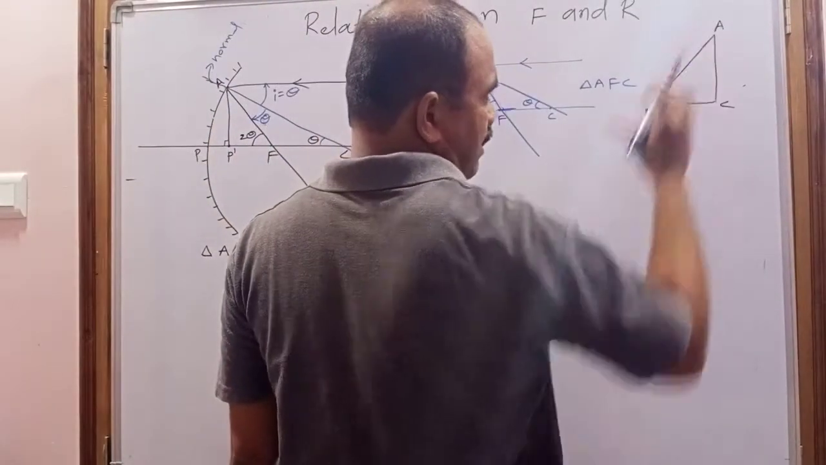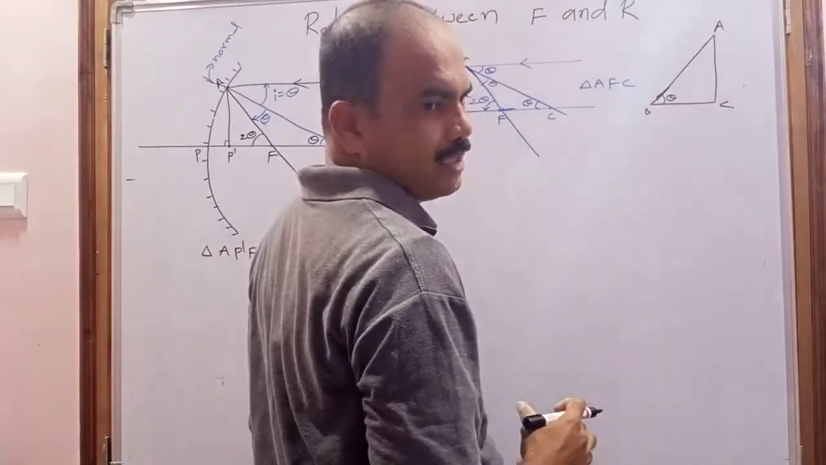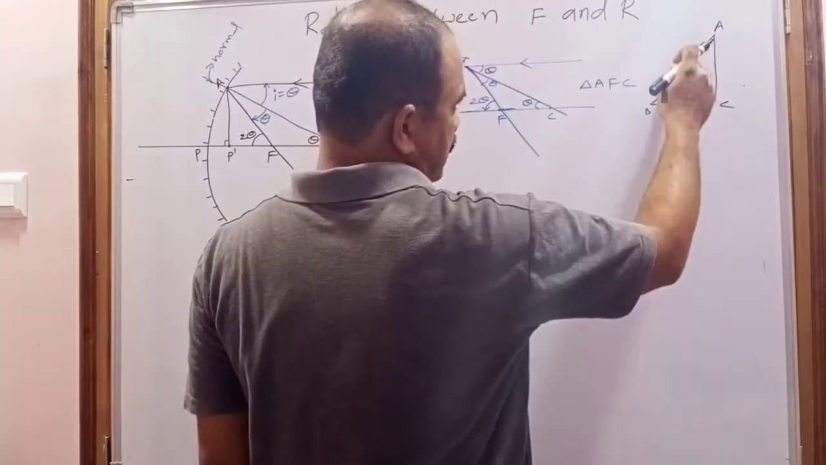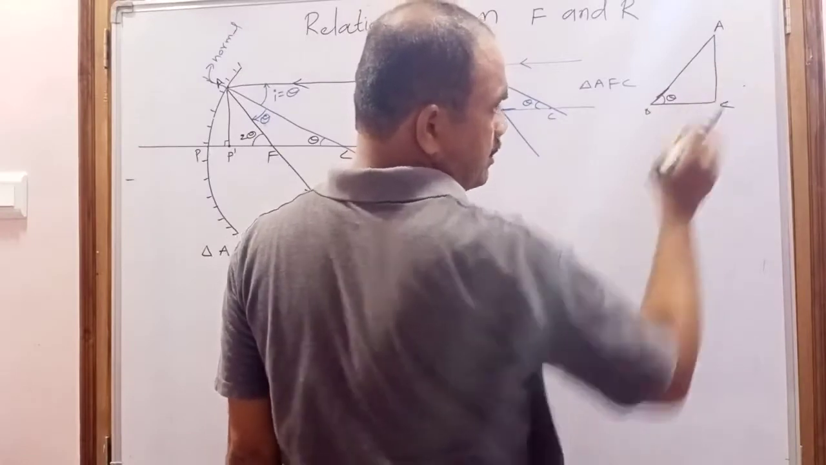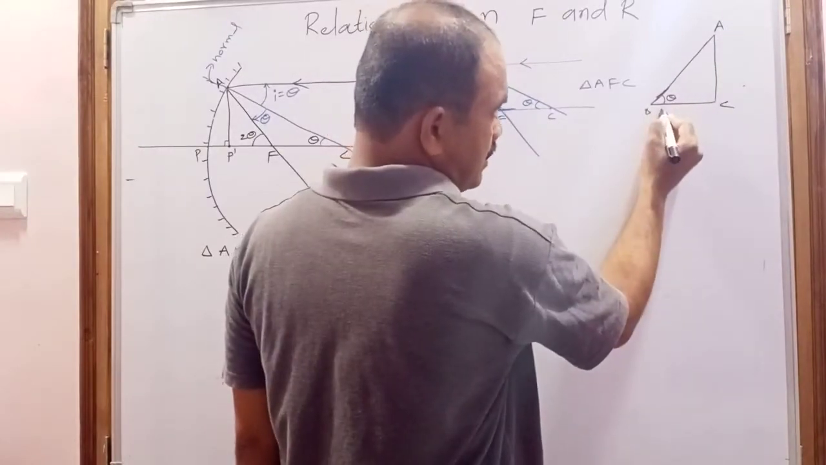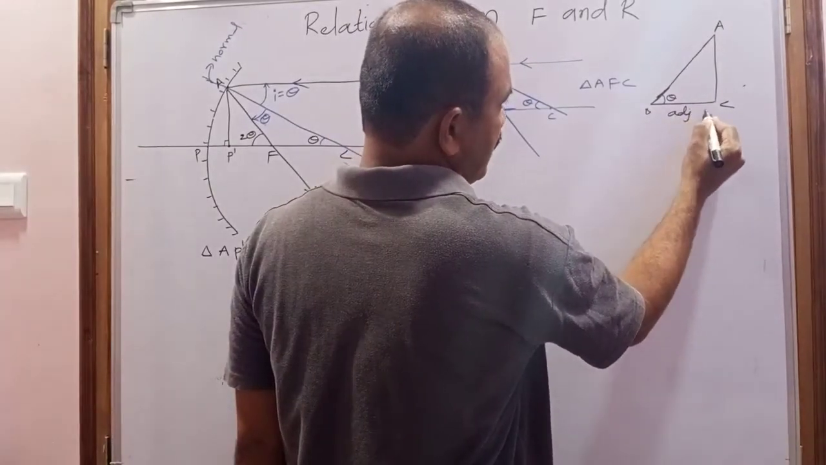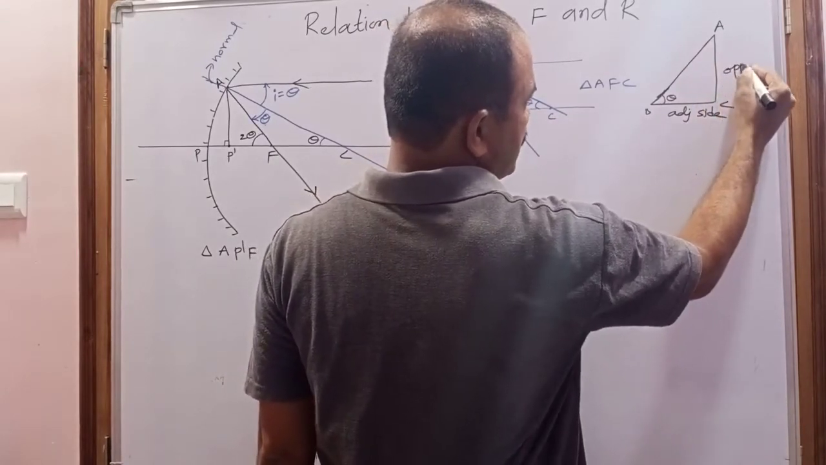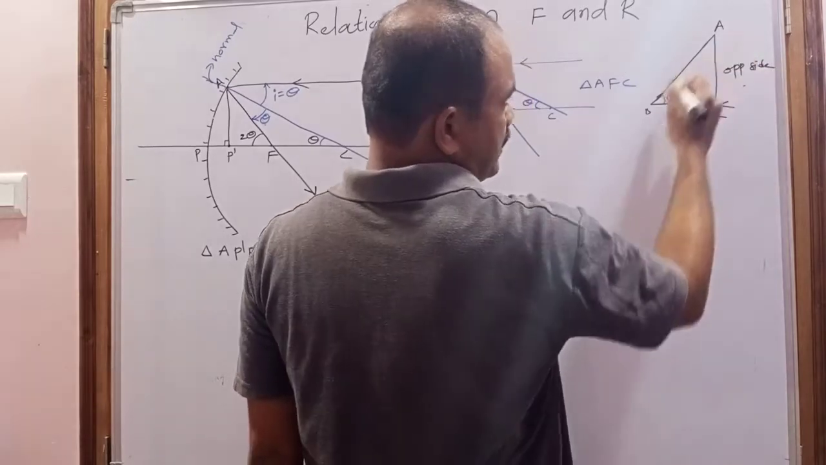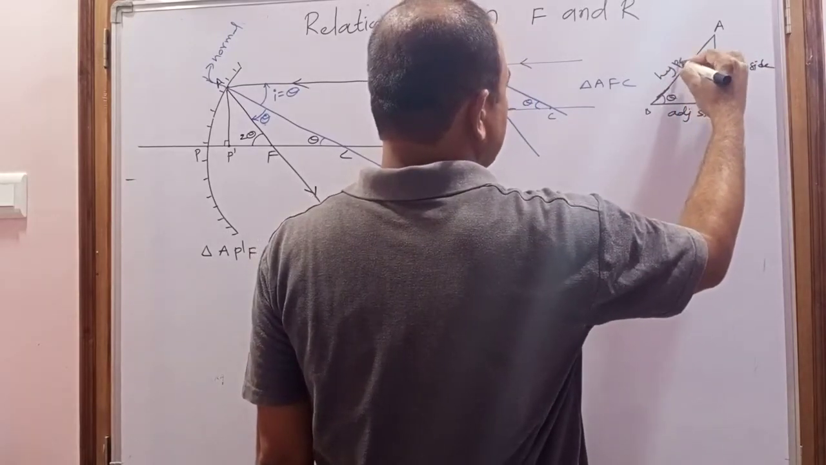Now this AB is the longest side of the right angle triangle. That's why, according to Pythagoras theorem, this is known as the hypotenuse. This BC is called a side and this AC is also a side. But for this theta, this is called the adjacent side, and this is called the opposite side, and this is called the hypotenuse.